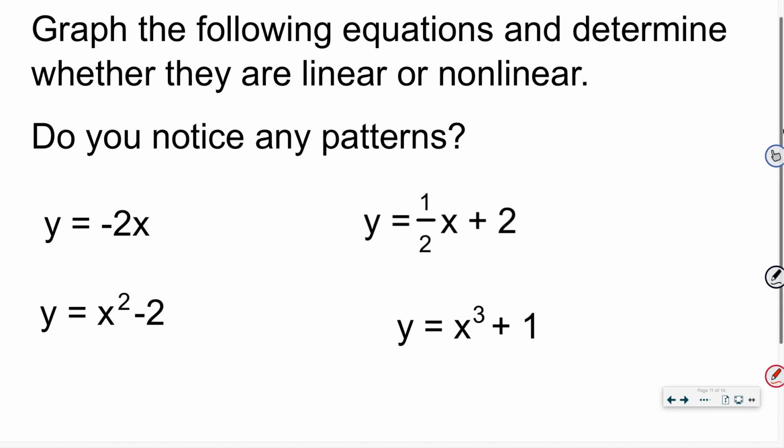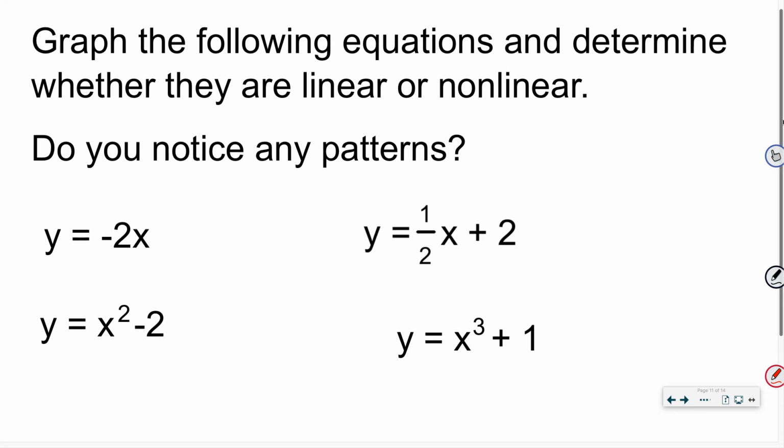Really quick, take a look here. Which one's linear, which one's nonlinear? Can you raise your hand and give me one example of an equation here that's linear? Patrick. y equals 1/2 x plus 2. Linear, absolutely. Why is that linear? It has a constant rate. Its growth is 1/2. Every 1 x, we're growing by 1/2.